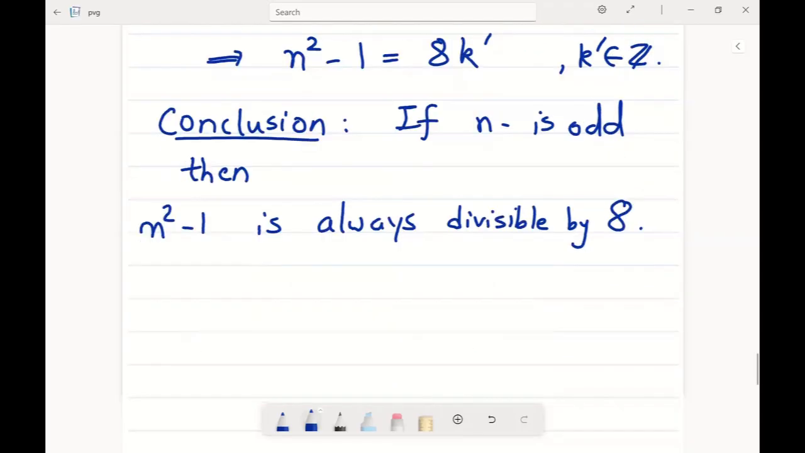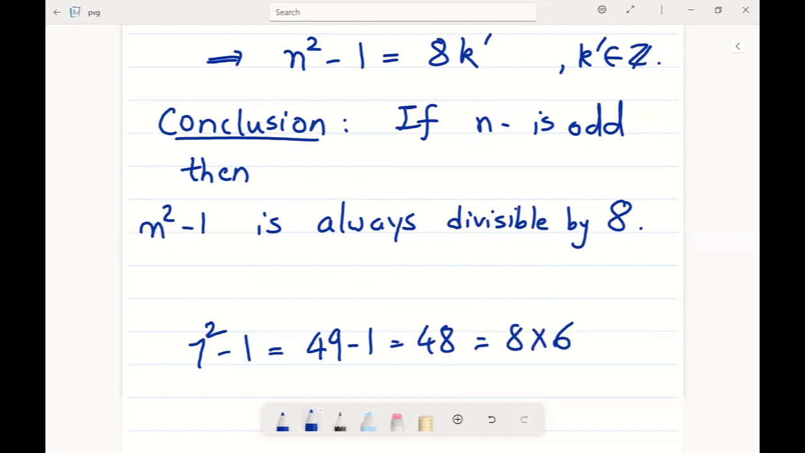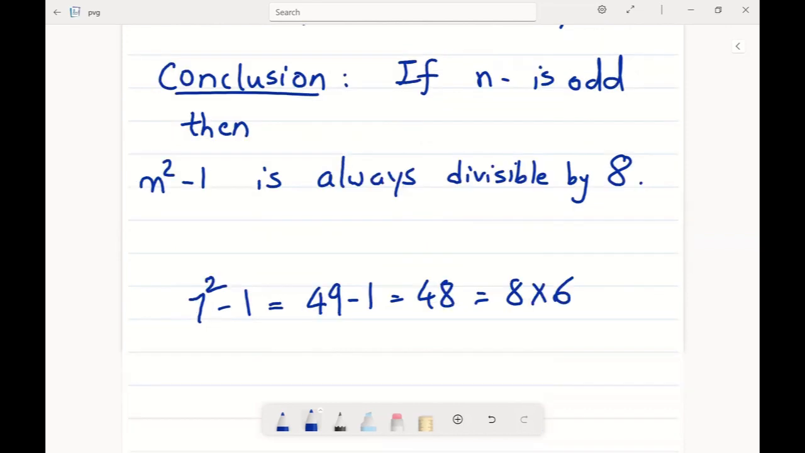If you take any number, suppose I take 7, and if I take the square of 7 and subtract 1 from it, is it a multiple of 8? Yes, because 7 squared is 49, minus 1 is 48, which is a multiple of 8. So it is 8 into something. Let me try one more integer. Suppose I take 9. What is 9 squared minus 1?